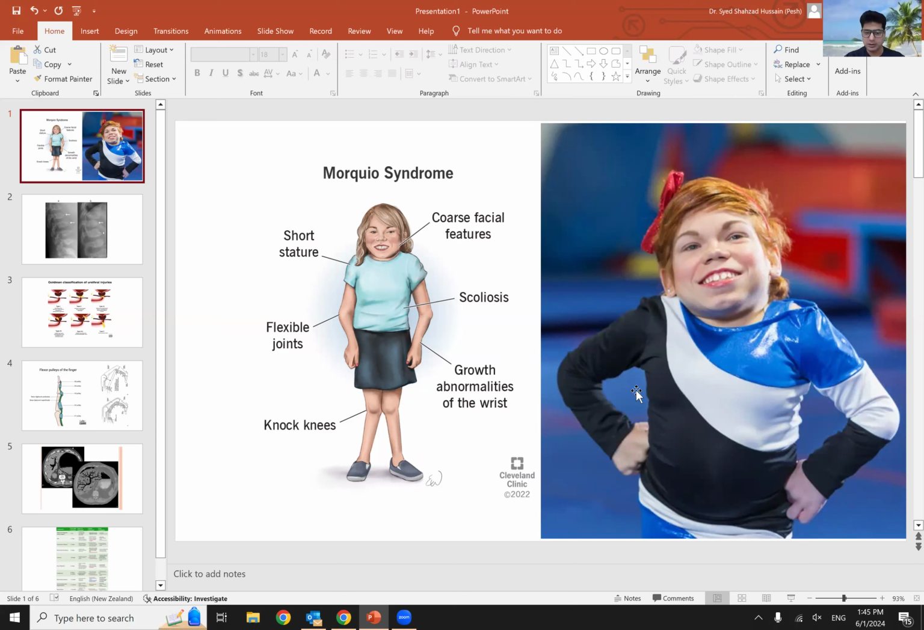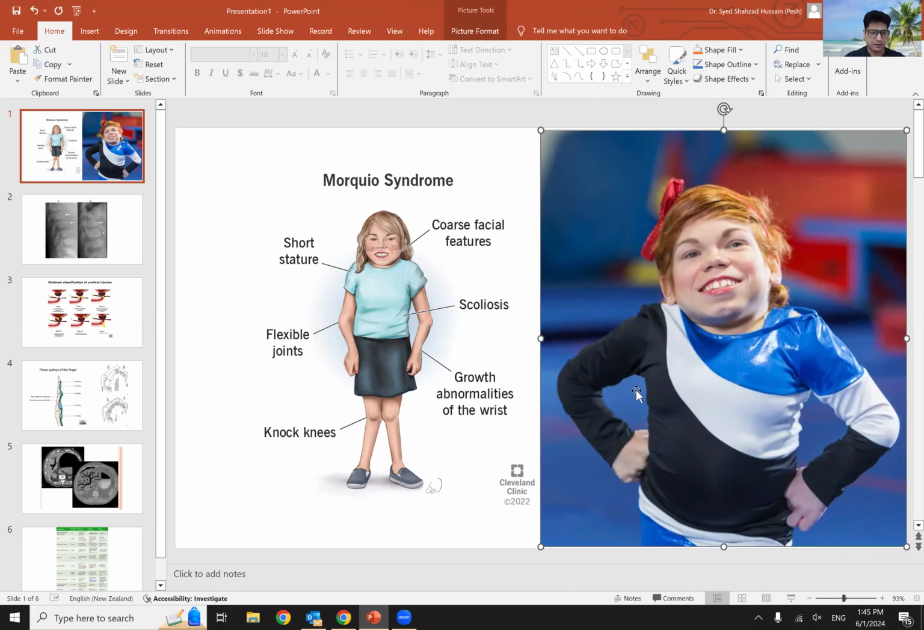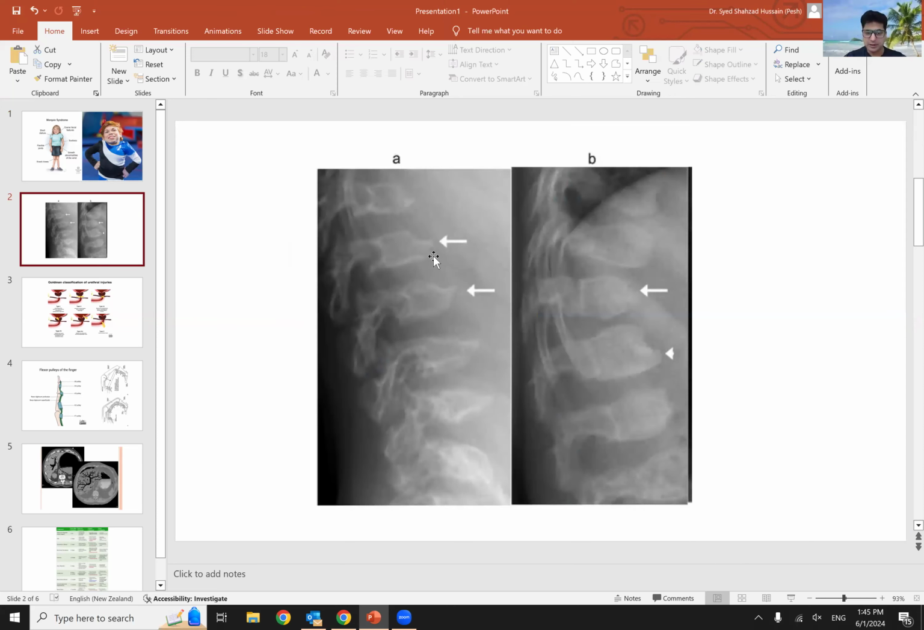And then in the slide, how do I get to the slide? Here it is. This is the central peaking. Now, this is not typical.